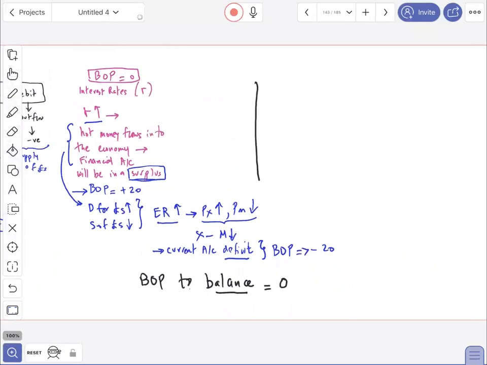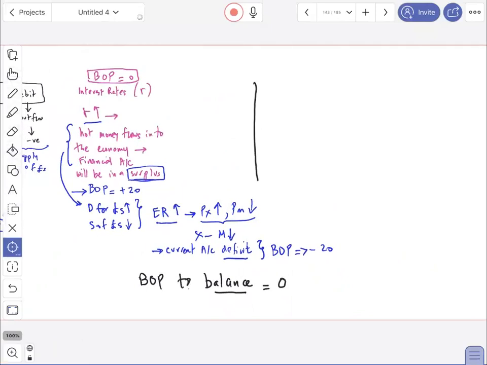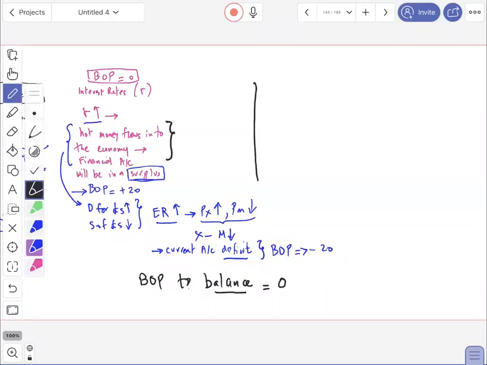So let me recap this example one more time so that we can have an understanding. We said, what if BOP is 0 and suddenly interest rate goes up? If interest rate goes up, we know hot money is flowing into the economy. Where does this hot money get parked? This hot money is always put into the short-term monetary flows in our balance of payment.